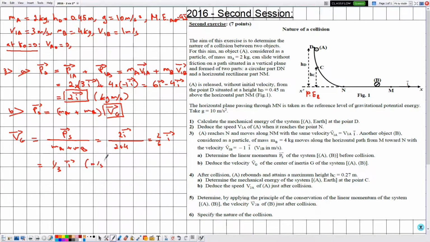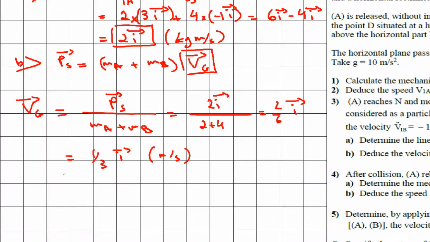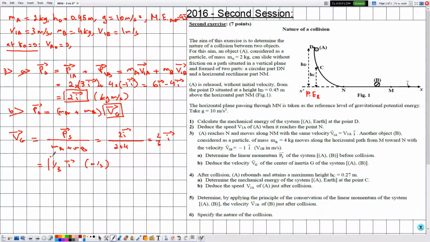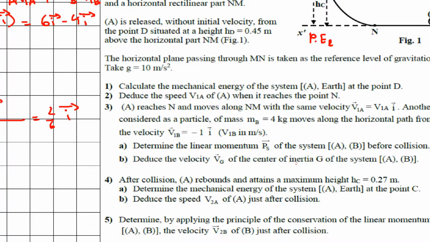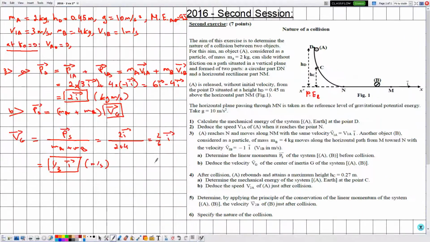So the velocity of the center of inertia G of the system is almost equal to 0.33 meters per second. Here, because they asked to calculate it as a vector quantity, for this reason we didn't project any of the values. Now in number 4, they are telling us that after collision, A rebounds and attains a maximum height HC, which is given by 0.27 meters.